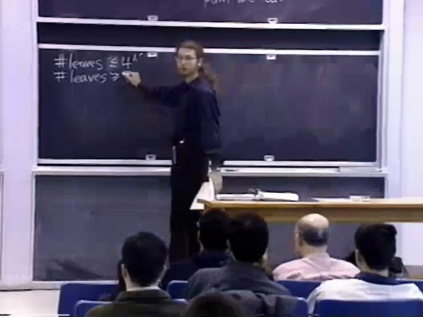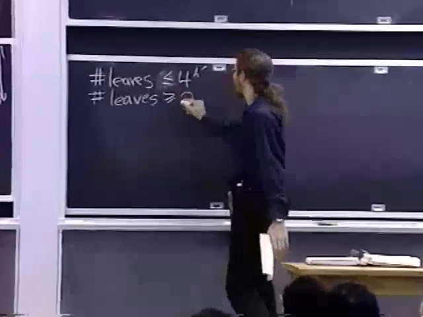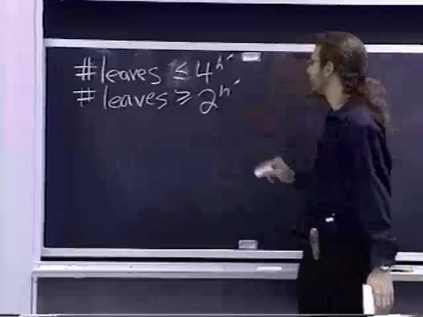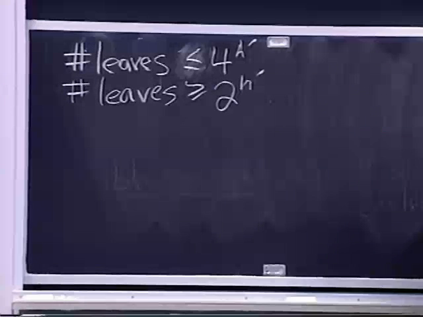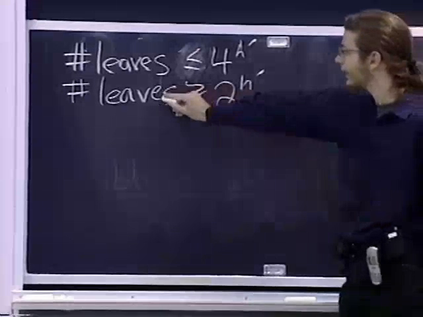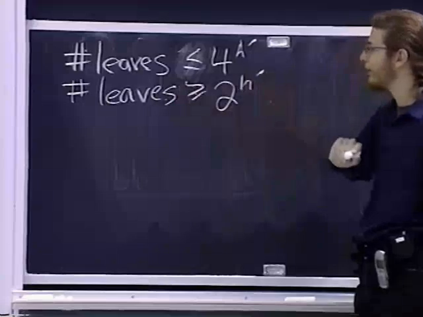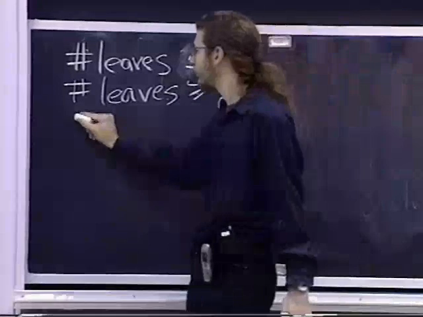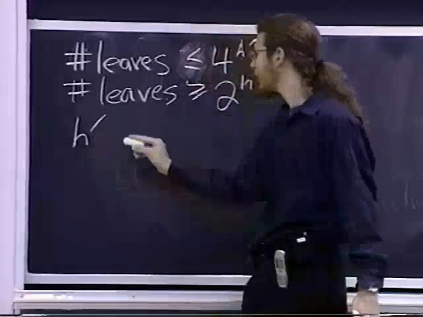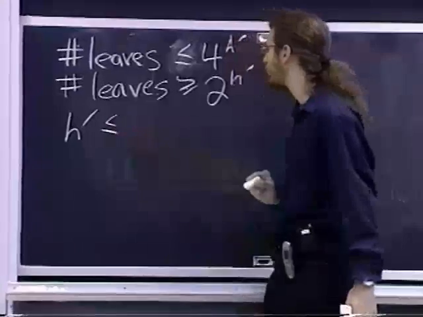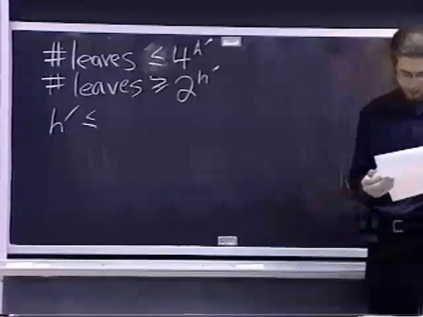2 to the h prime. Good. So because this is a lower bound on the number of leaves, we get an upper bound on the height. So the height of the tree is at most, is this the way I want to go?